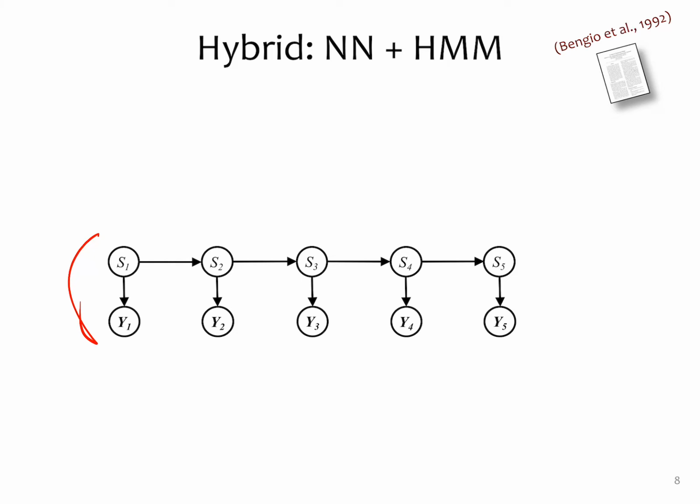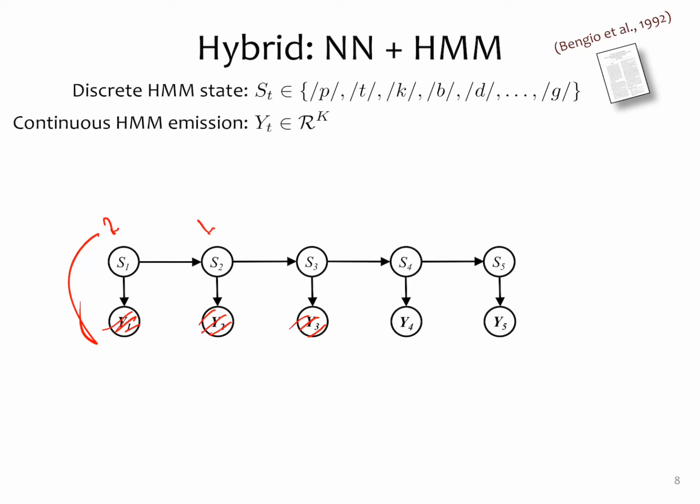In a vanilla version, we use this to represent our observations, and these are our discrete states. Let's be more specific. Let's say we want to use this to model transcribing speech to sentences. For example, we hear the voice and say that the guy is pronouncing P, T, G, and so on and so forth.